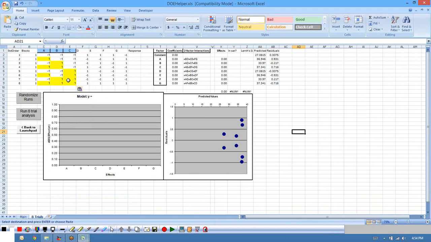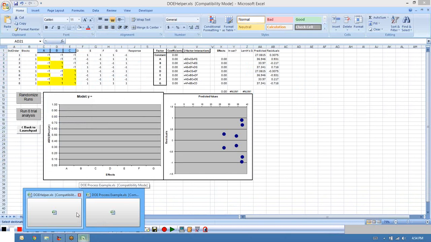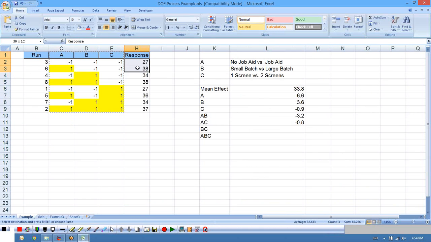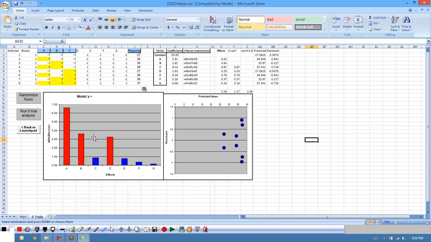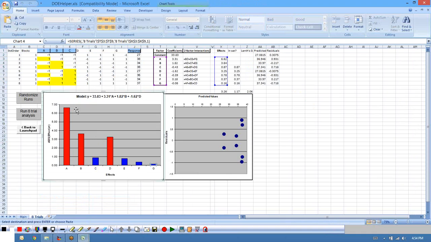Now we've got our experiments that we ran. Let's go into a process example. Now I've got to copy the response and put that in there. You'll notice that you get these. Click Run the 8-trial analysis. In this case, it gave us the same answer. You see it also popped in a model there, and it says the following.